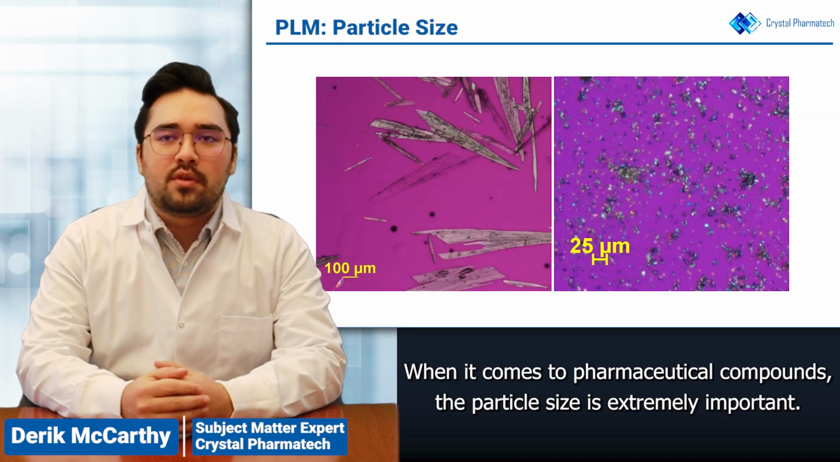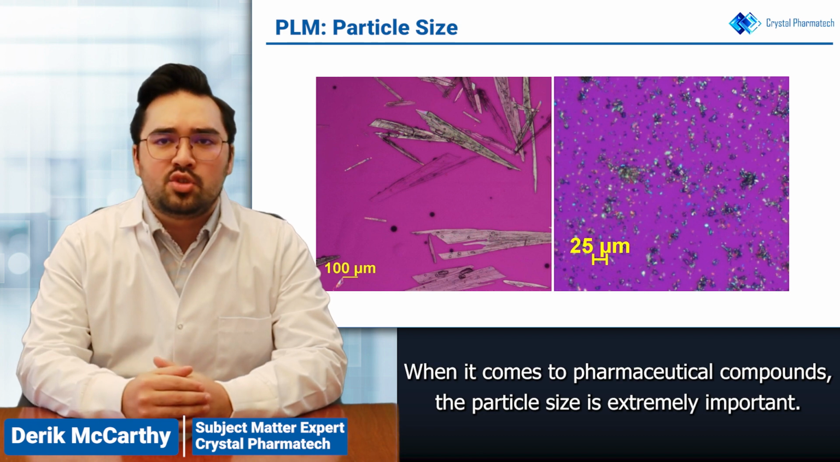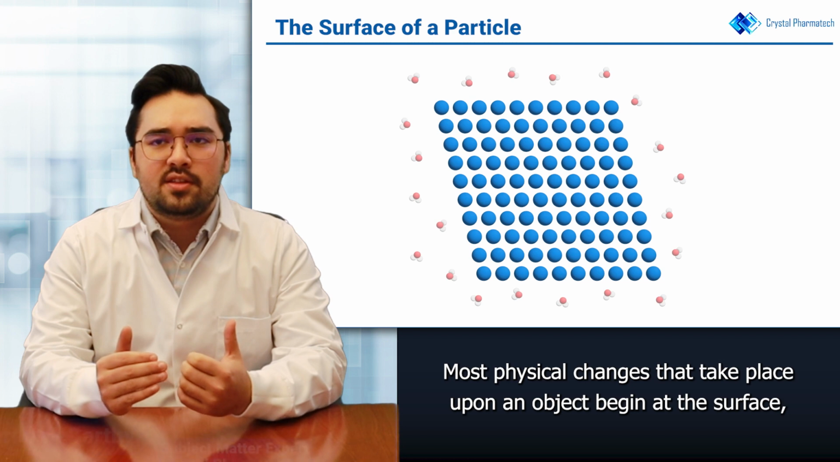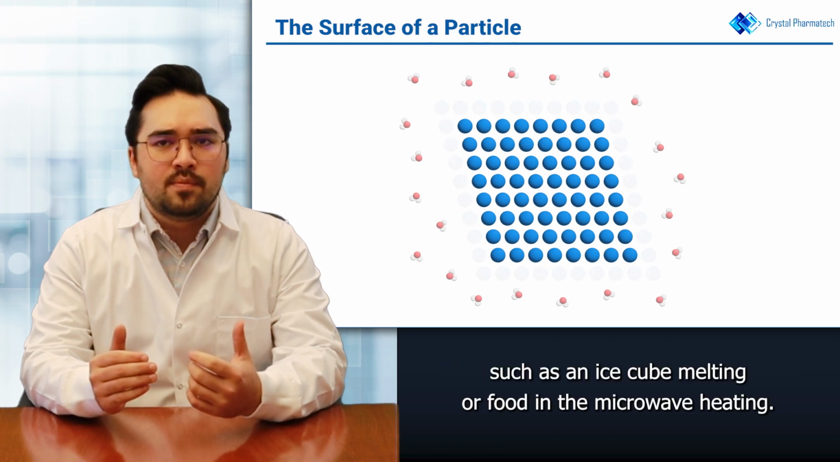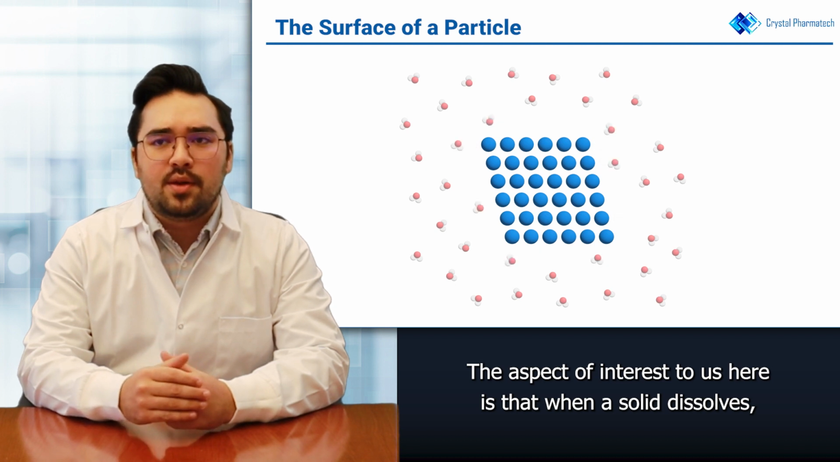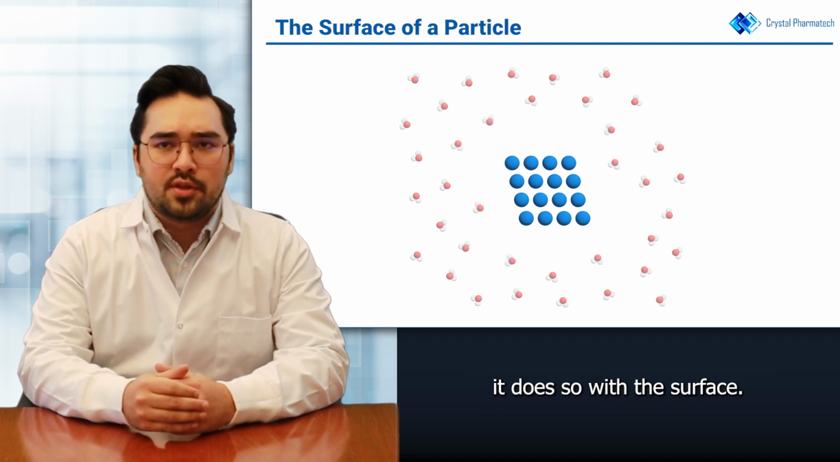When it comes to pharmaceutical compounds, particle size is extremely important. Most physical changes that take place upon an object begin at the surface, such as an ice cube melting or food in the microwave heating. The aspect of interest to us here is that when a solid dissolves, it does so at the surface.